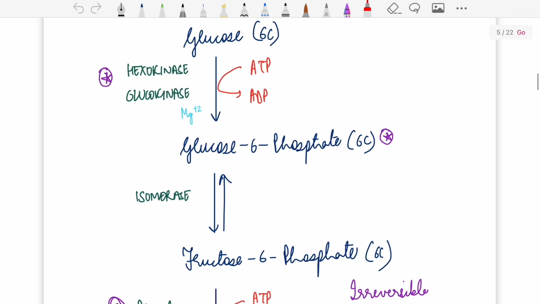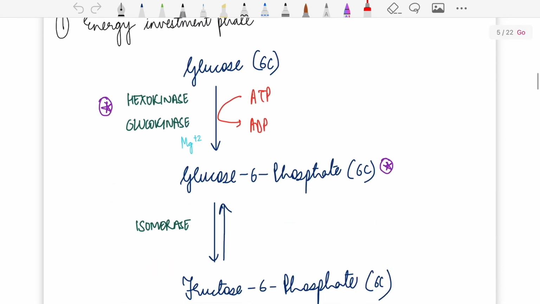So it is a 3-step reaction. Number 1, glucose is converted into glucose 6-phosphate. Glucose is a 6-carbon compound. It is converted to glucose 6-phosphate. So over here, one energy step takes place, that is ATP is converted to ADP. So this is an energy investment phase. The enzyme here is hexokinase or glucokinase. And Mg2+ is also there.